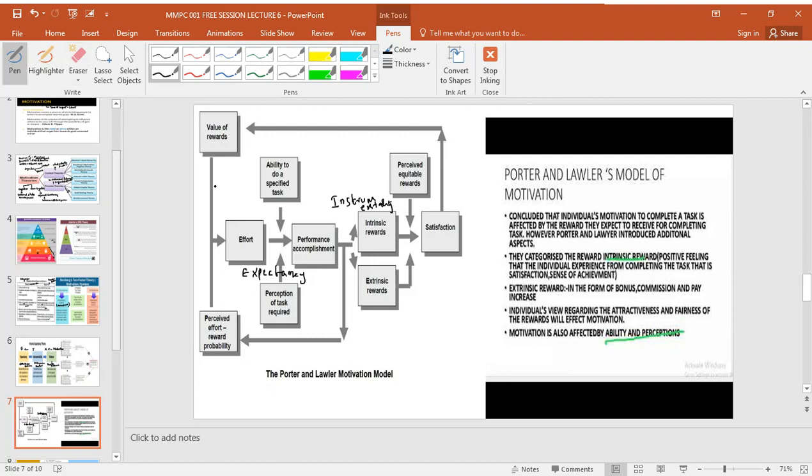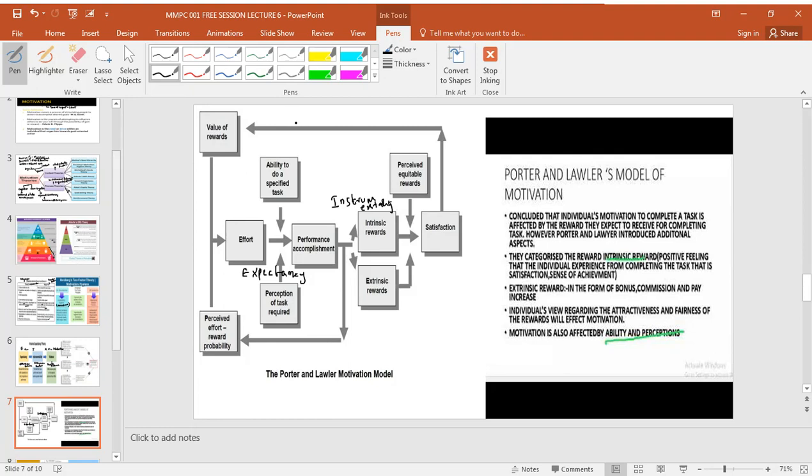So here the managers have to take care of determining the reward valued by each subordinate. They have to take care of what value employees give to a particular set of rewards. Then they have to determine the desired performance. So what is the desired performance?